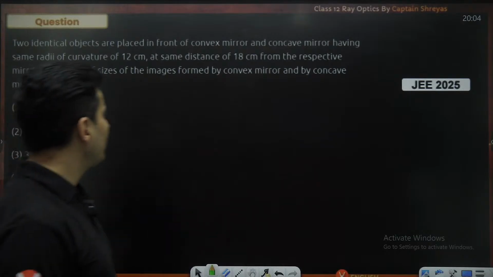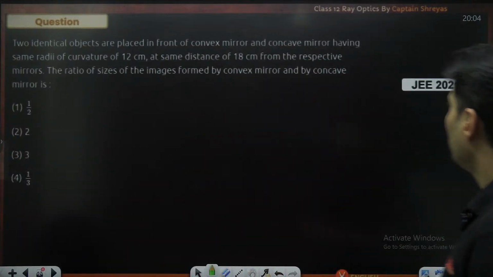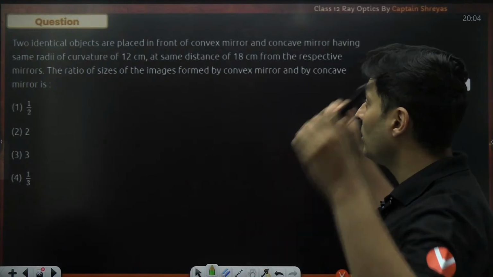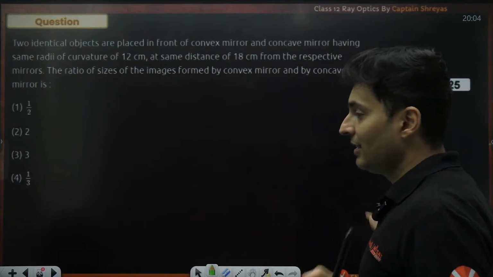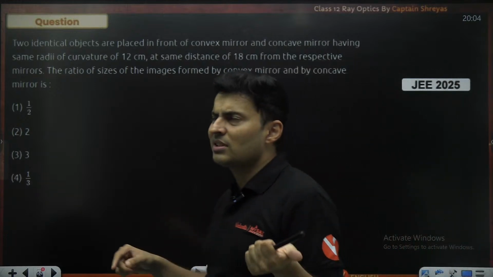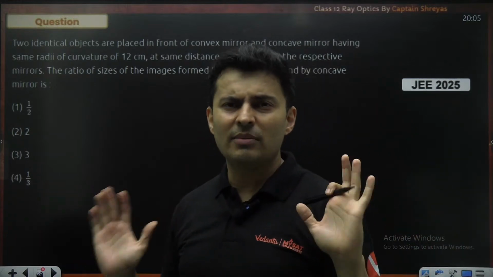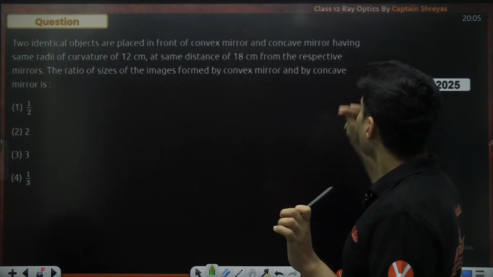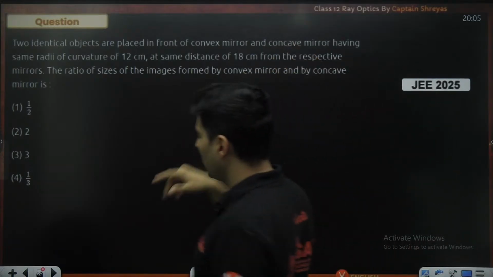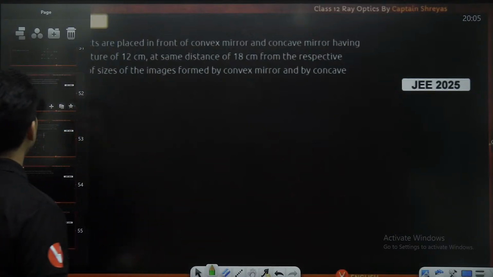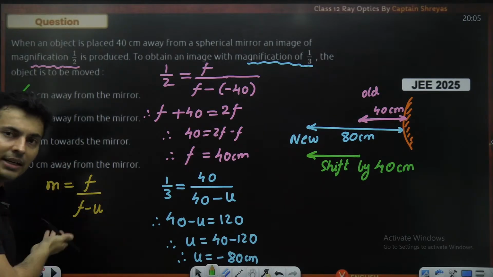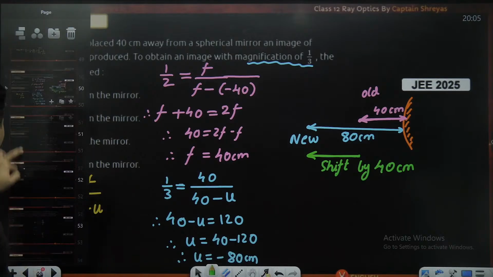Two identical objects are placed in front of convex mirror and concave mirror, same radius, same distance. Ratio of the size of the images is asked, by convex and concave mirror. Ratio of the size means ratio of the magnification at the end of the day. Object radius is given and distance is given. Okay, so I have an idea. Why not use this formula which I just derived with so much of pain and headache? M is F by F minus U.